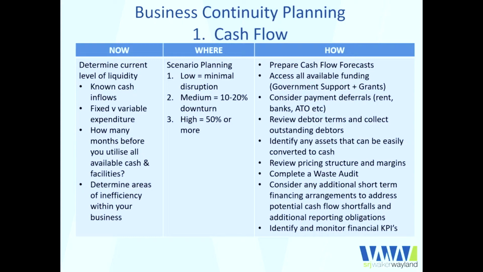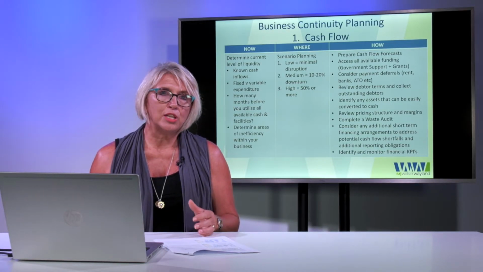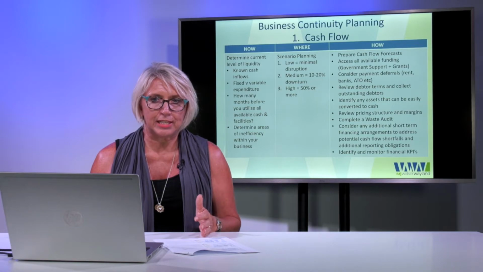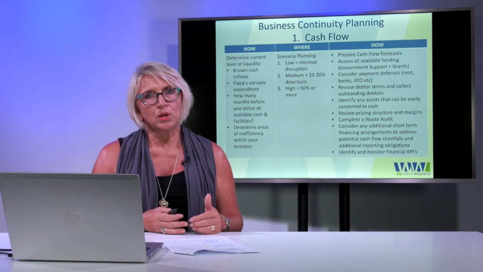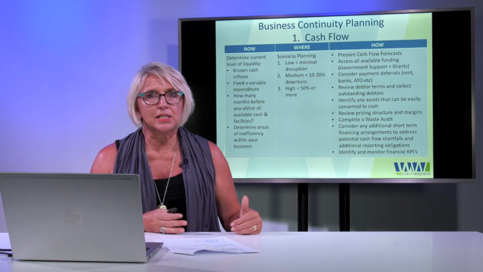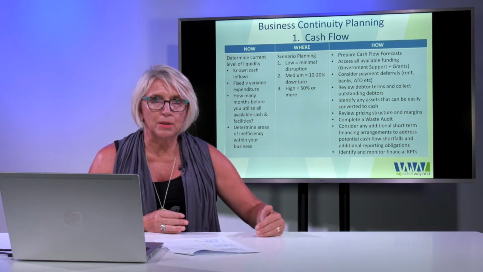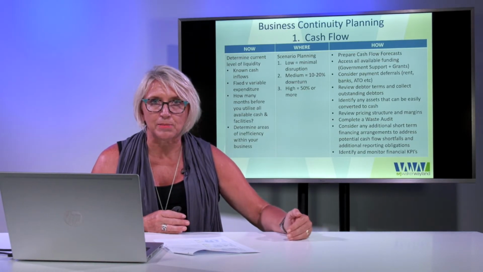Your variable expenditure can be adjusted. So have a look at what you can do, what you can postpone, what you can address in terms of reducing those variable expenses. You need to know how many months you have before you utilize all of your current cash and cash facilities. And also, it's great for you to identify areas of inefficiency that exist within your business. So one way to reduce the impact on our cash is to reduce our expenses.